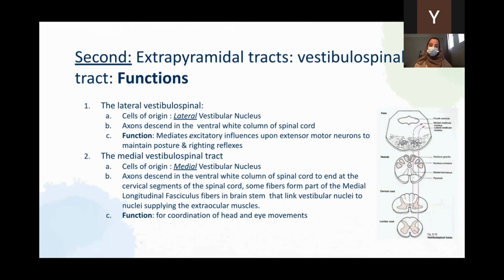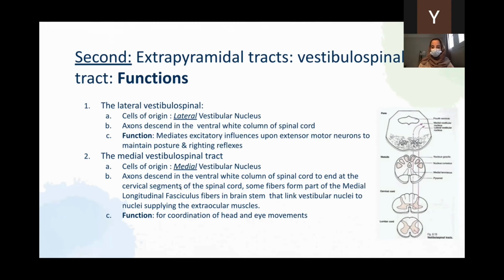لو تلاحظون لما when you trip أو يصير شوية وتطيحين the hamstrings contract بقوة عشان تمسكي من إنك تطيحين. So this is the responsibility of the lateral vestibulospinal tract. أما medial vestibulospinal tract axons descend in the ventral white matter of the spinal cord and end in the cervical segment of the spinal cord. فهم بس يوصلوا للcervical area.